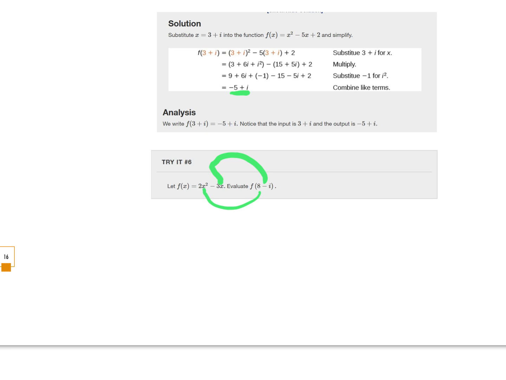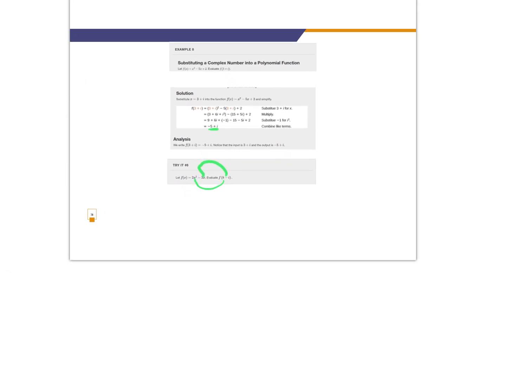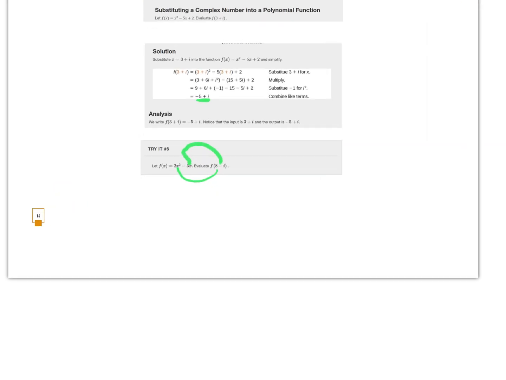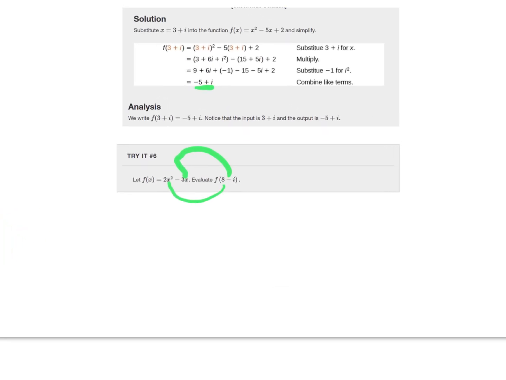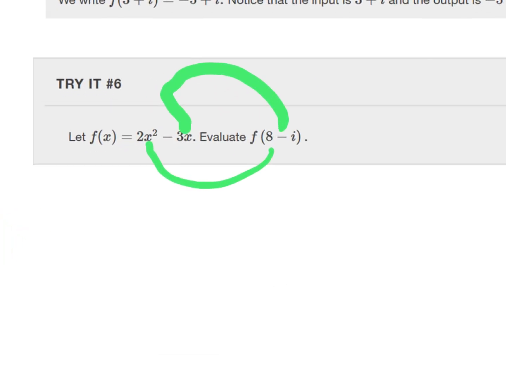All right, so let me see if I can bring that down a little bit. Oh, I made it too small. F of, I'm plugging in 8 minus i. This is a Try It. So in reality, you should pause the video and do it first and see if you get it right. I'm doing them with you because they're complicated.